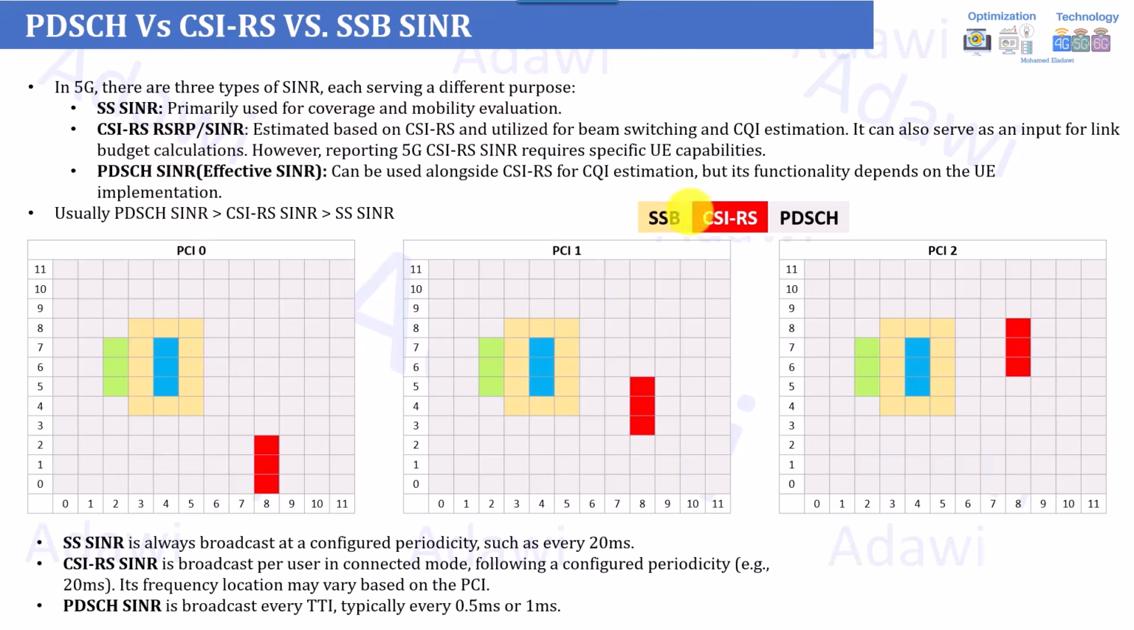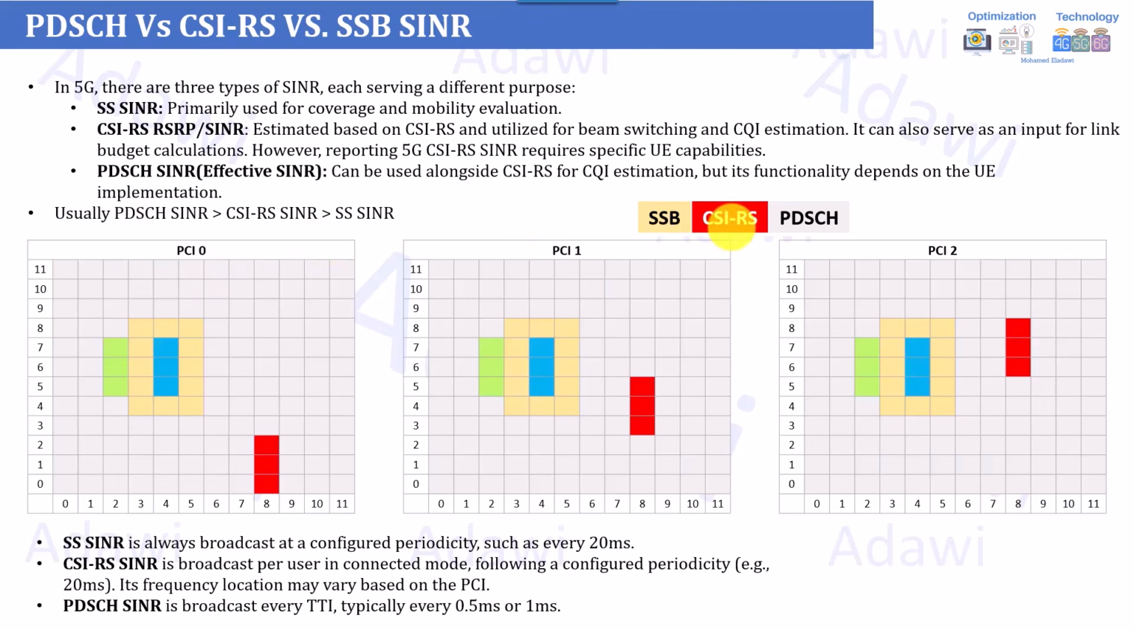The second type is the CSI-RS SINR, as well as RSRP, which is estimated based on CSI-RS. For example, the CQI and even beam switching estimation can be done based on the CSI-RS reporting in general, even RSRP and SNR. It can also serve as an input for link budget calculation. But again, as highlighted in the previous slide, in general, CSI-RS SINR reporting requires specific UE capabilities, and I already highlighted how to check this one.